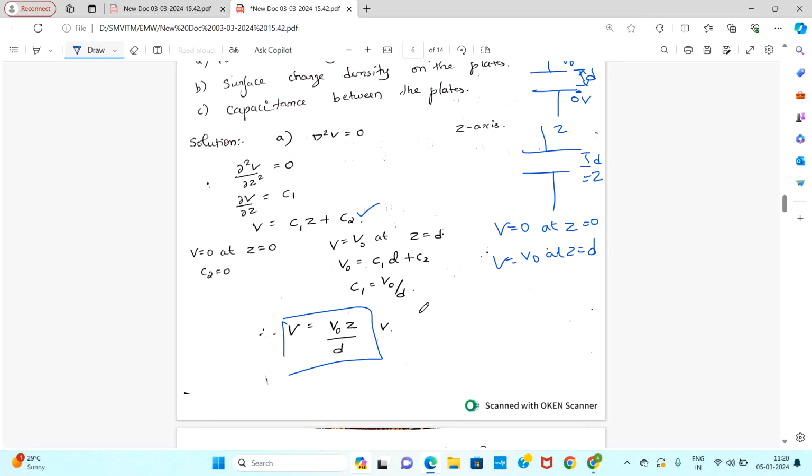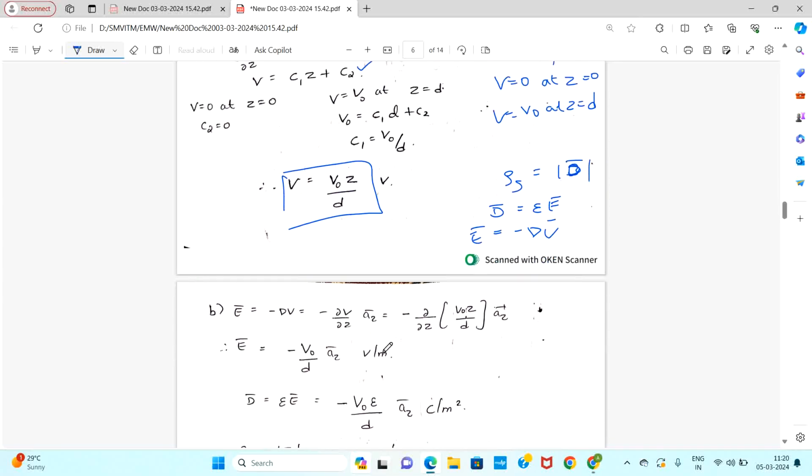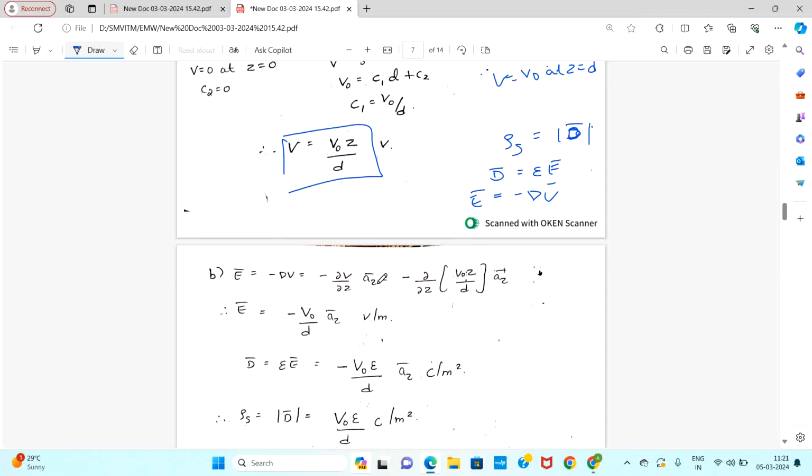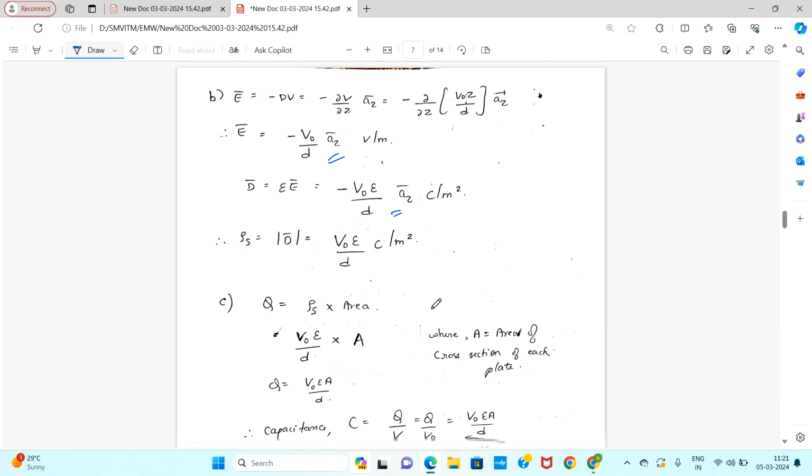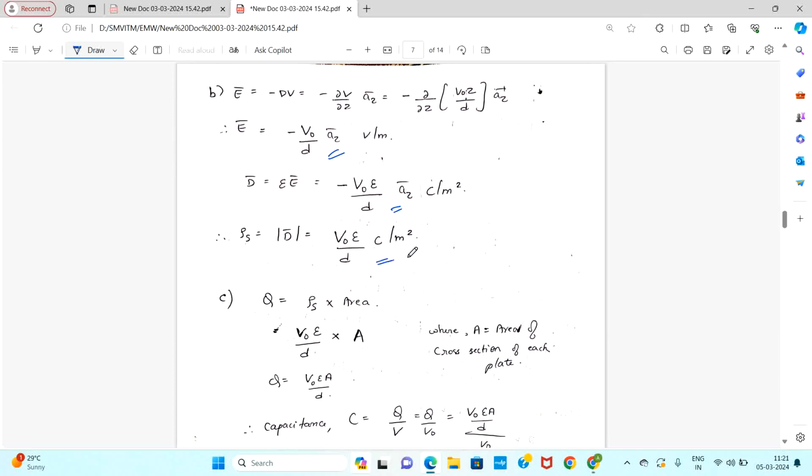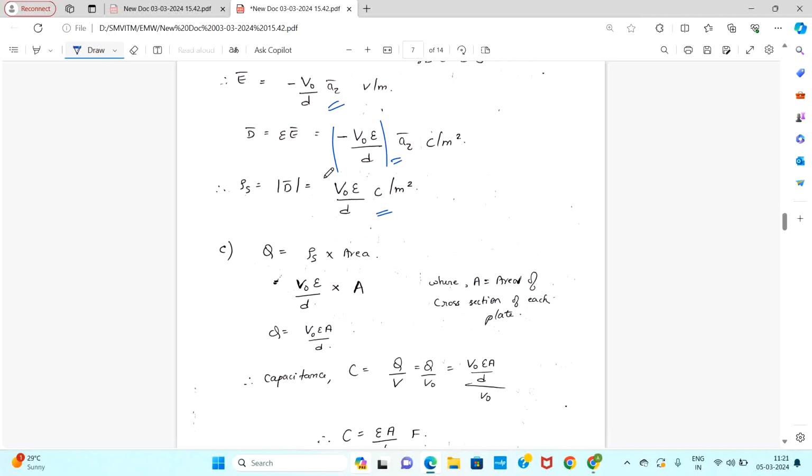In the second part, they're asking to find the surface charge density on the plates. To find surface charge, I need to know D, and to find D, I need to know E. And E is nothing but minus del V. So first you do this operation, minus del V in the Z direction, the gradient equation for the Cartesian system. By that you get the E value, and by multiplying by epsilon, I get D. By taking the magnitude of this, it gives me rho S, the surface charge density. Again, for the magnitude I can just take a positive value.